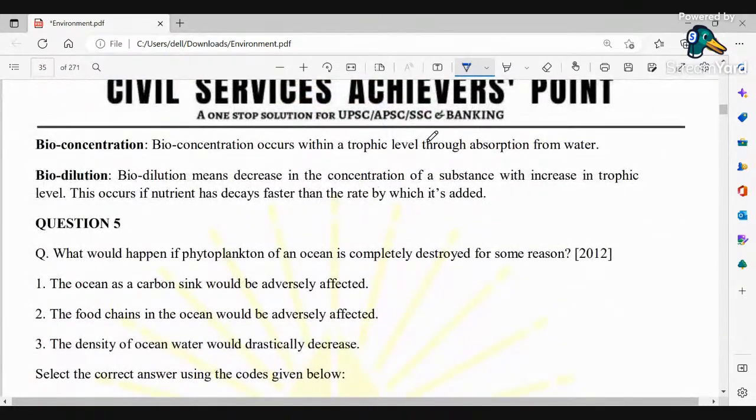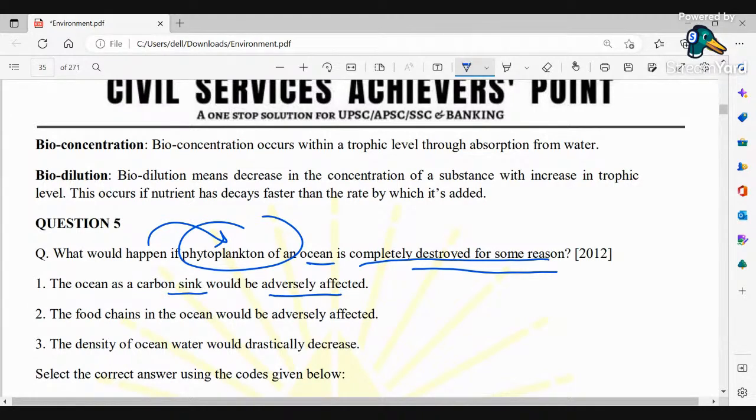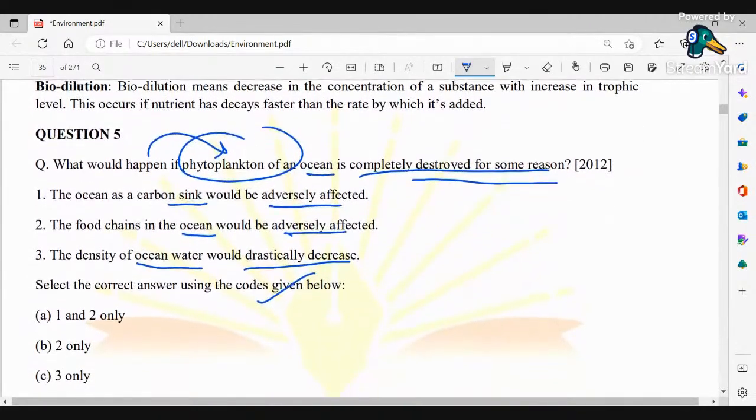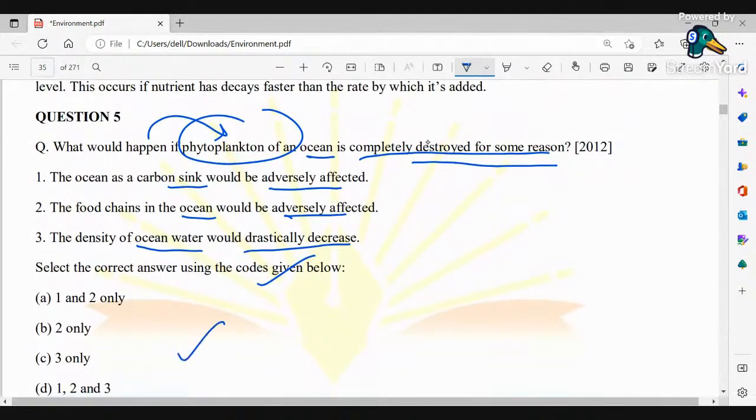what would happen if phytoplankton of an ocean is completely destroyed for some reason? The ocean as a carbon sink would be adversely affected. The food chains in the ocean would be adversely affected. The density of ocean water would be drastically decreasing. Select the correct answer using the codes given below. So you have got 1 and 2, 2 only, 3 only, and lastly all of the above.